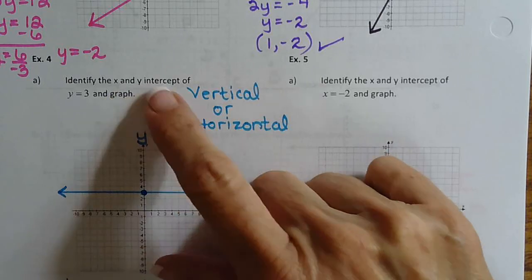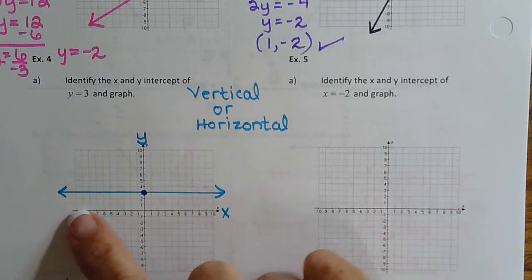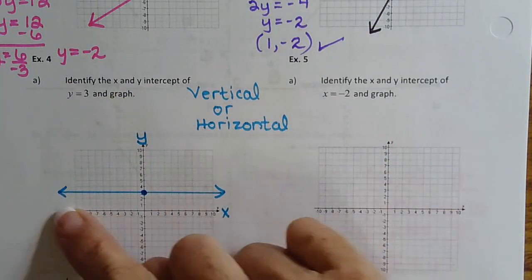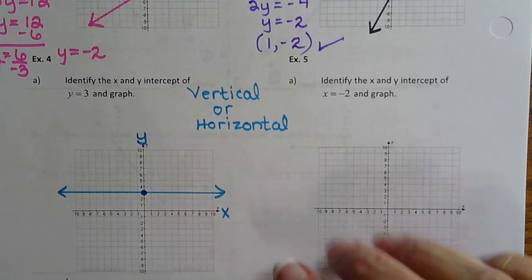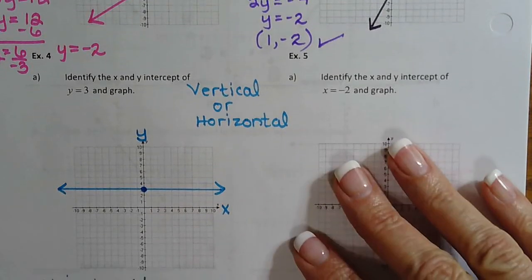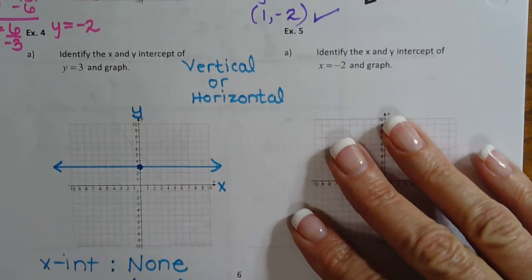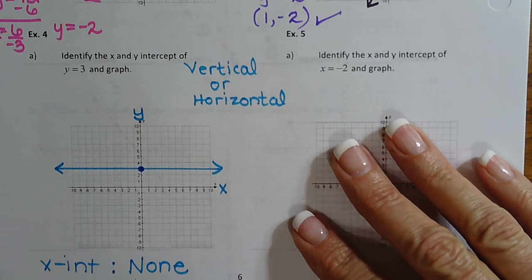The x-intercept is where it crosses the x-axis. And look here, I don't see any line crossing that x-axis. Remember, we don't put 0 for that. We write none. So the x-intercept is none.